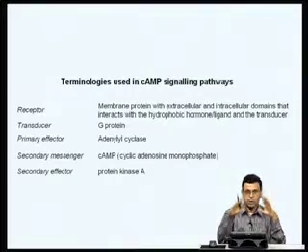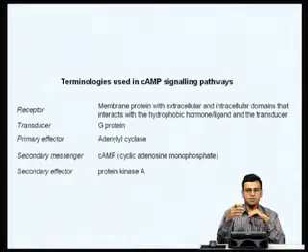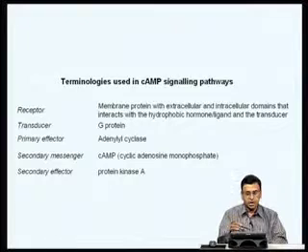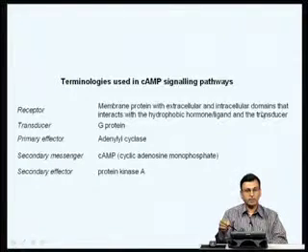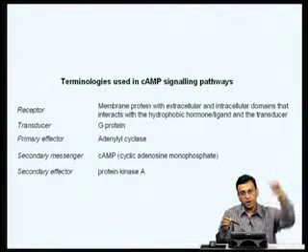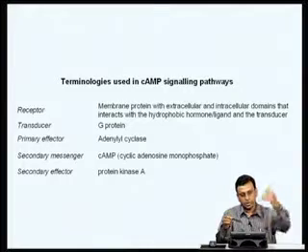Now, before we start an in-depth discussion about the cyclic AMP signaling pathways, let us familiarize ourselves with some of the terminologies which are used in this discussion. One of the common terms which we will be using again and again during this lecture is receptor. What we mean by receptor in this class is a membrane protein with extracellular and intracellular domains that interacts with hydrophilic hormones or ligands and therefore acts as the transducer. This is usually a transmembrane protein, and it is the one which is going to bind to the extracellular ligand or the hormone through the extracellular domain.